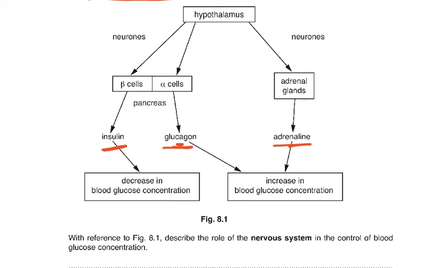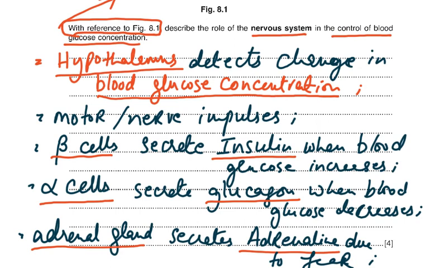With reference to figure 8.1, when it says this, you must refer to the diagram. You must look at this and read it again and again. Describe the role of the nervous system in the control of blood glucose concentration. Now you look at the mark scheme of this question. There are keywords that have been underlined, without which you wouldn't have got a mark.